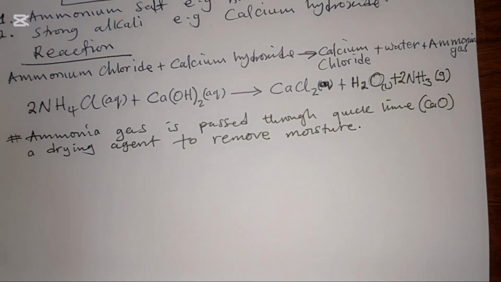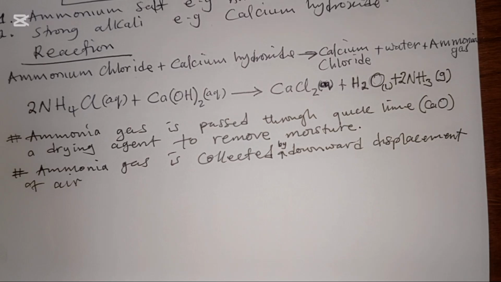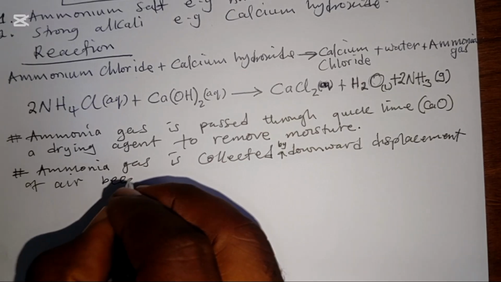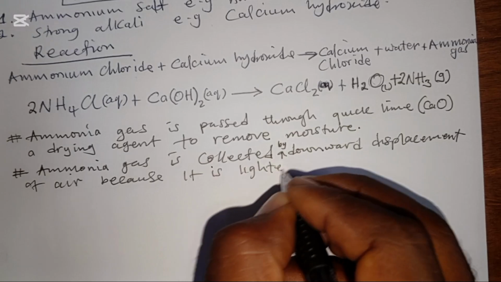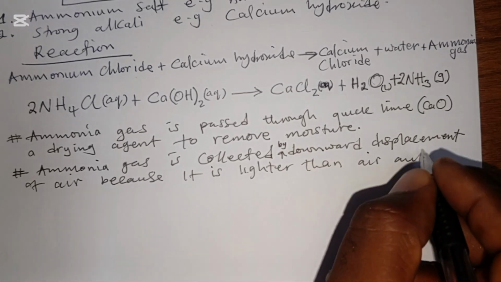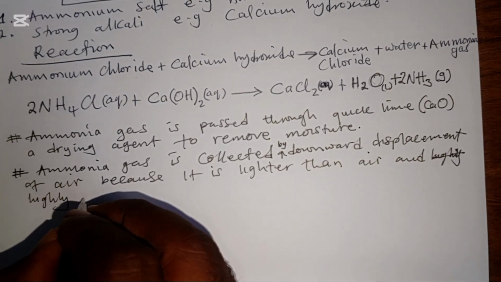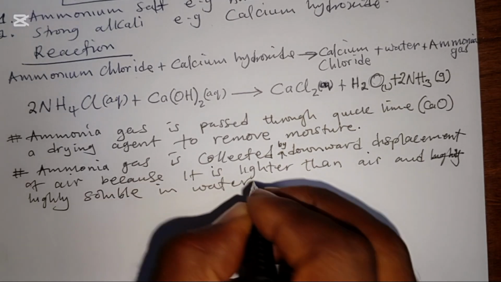So ammonia gas is passed through quicklime, which is calcium oxide, a drying agent, to remove moisture. Then number two, ammonia gas is collected by downward displacement of air because it is lighter than air and highly soluble in water.